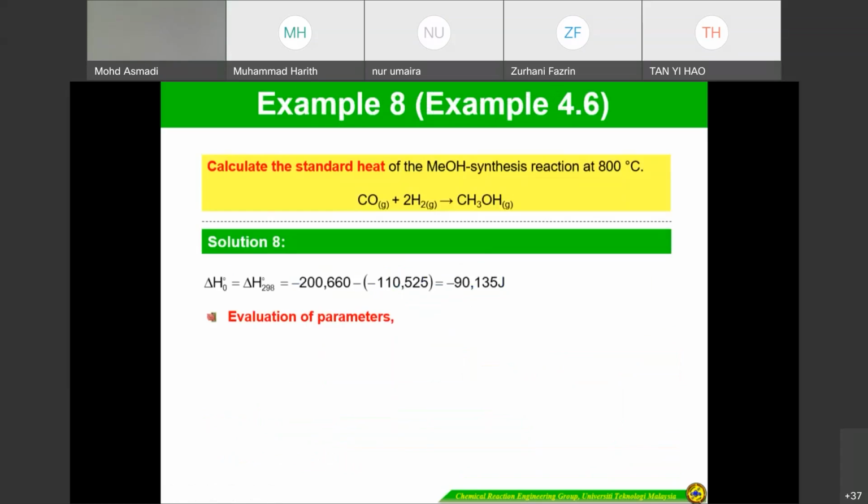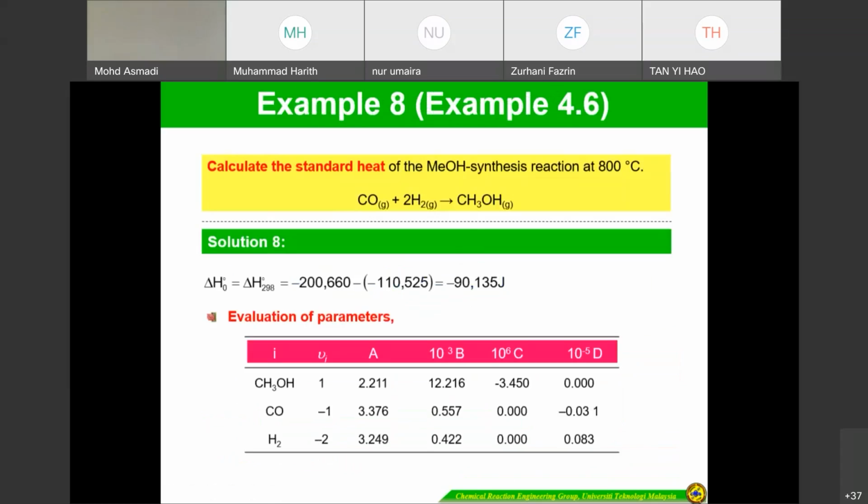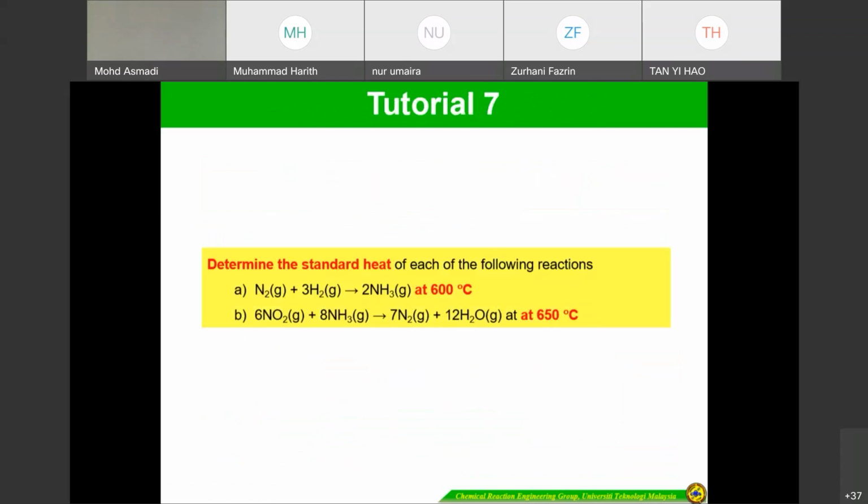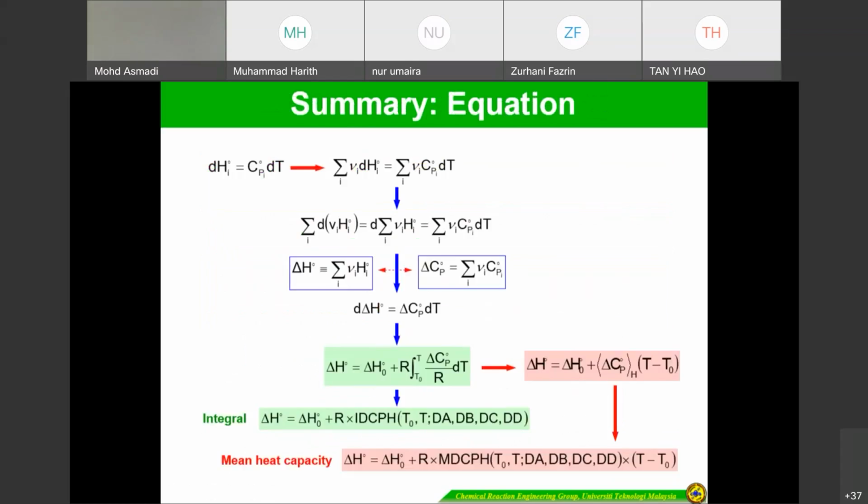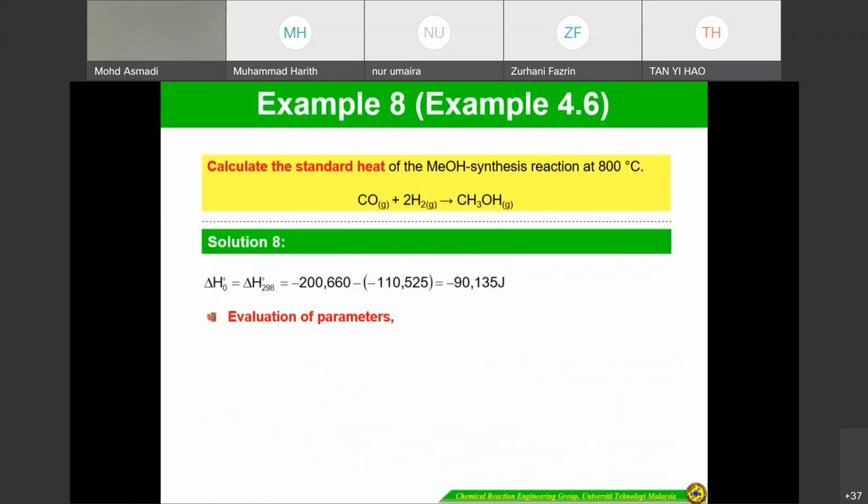Okay, let's see example 8. How to calculate this one, later we do in the tutorials. Calculate the standard heat of the methanol synthesis reaction at 800 degrees C. CO2 in gas form, plus 3H2, equal to methanol. So how to determine the H naught? Please refer to how to calculate from the heat of formations.